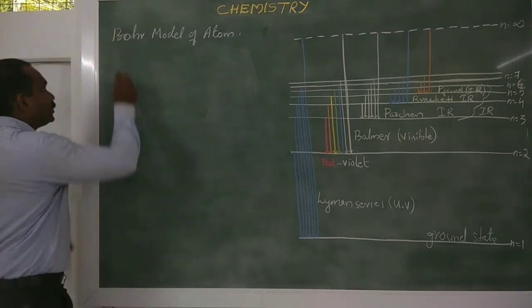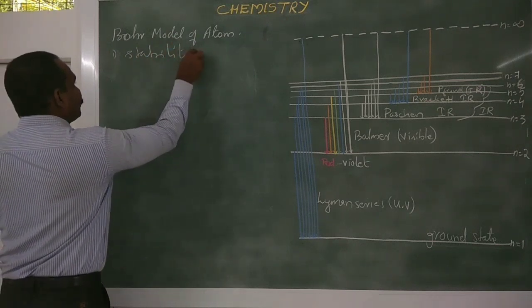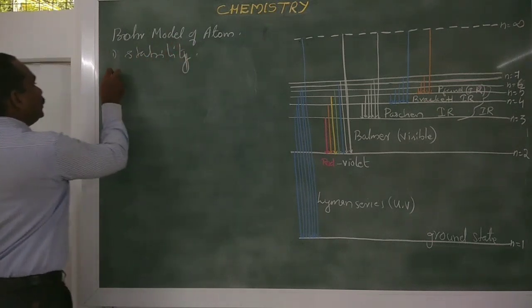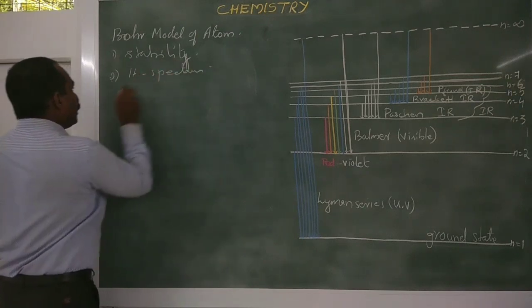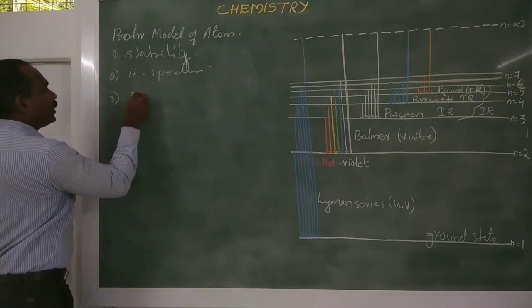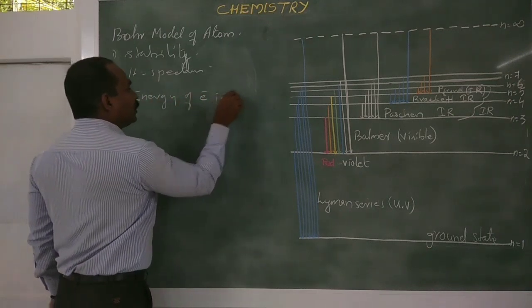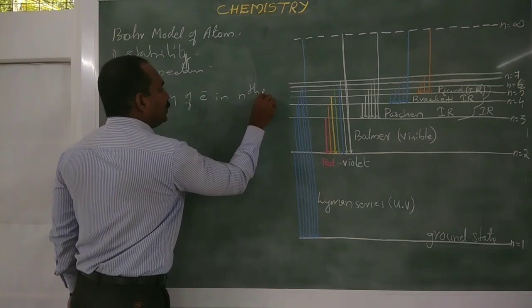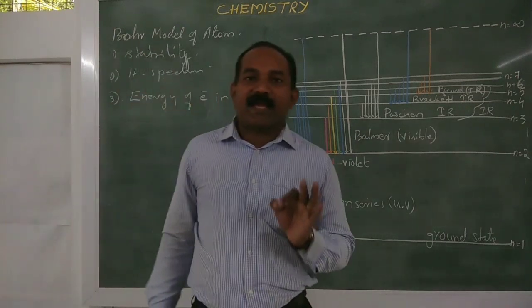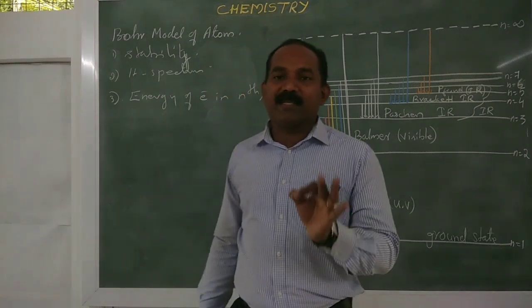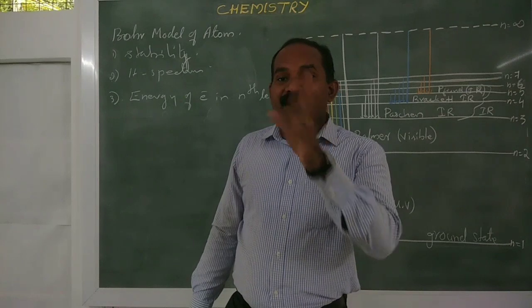First is stability. Stability is explained by Bohr. Second one is the hydrogen spectrum. And the third one is the energy of the electron in the nth level. The energy of the electron can be calculated. He calculated the energy of the electron in the nth level.